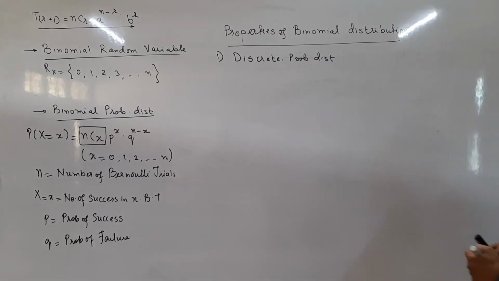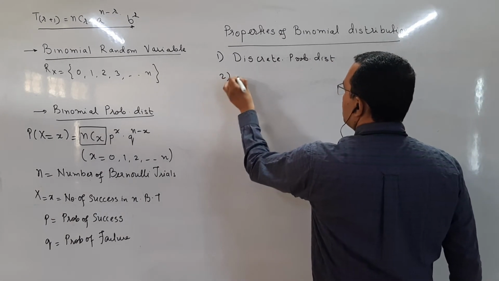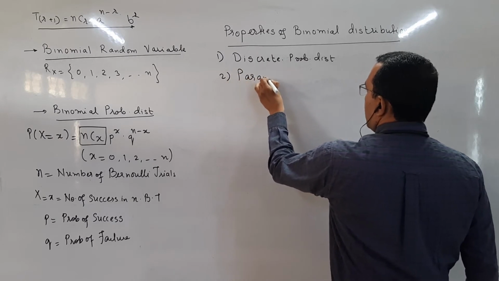Then, students, the parameters of binomial distribution are n and p.